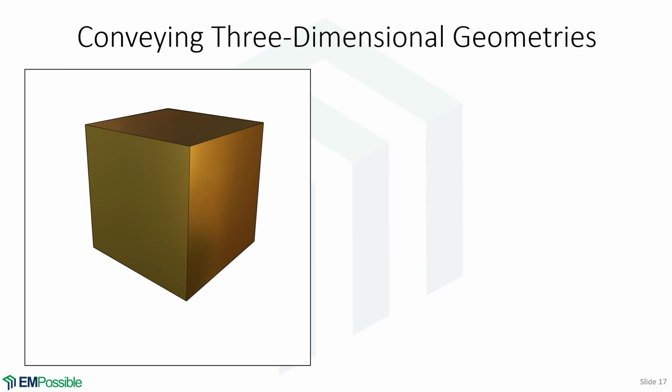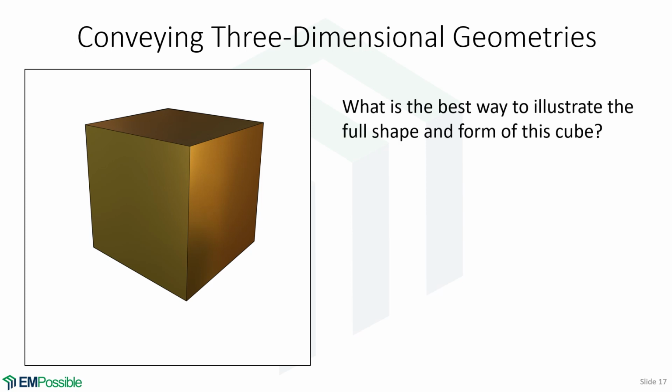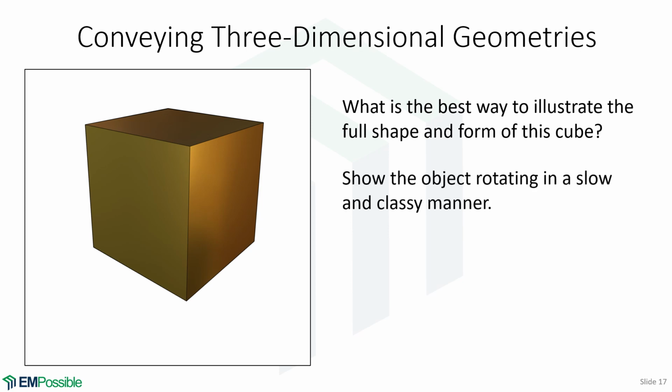Conveying three-dimensional geometries. For three-dimensional geometries, I really like to add sort of motion, a slow kind of orbit, definitely not fast because that can be distracting. And that's because your eyes can play games with you. So what do we do if we have an object? Here we have a cube, right? So if we show this rotating, well, we just see a rotating cube, right?